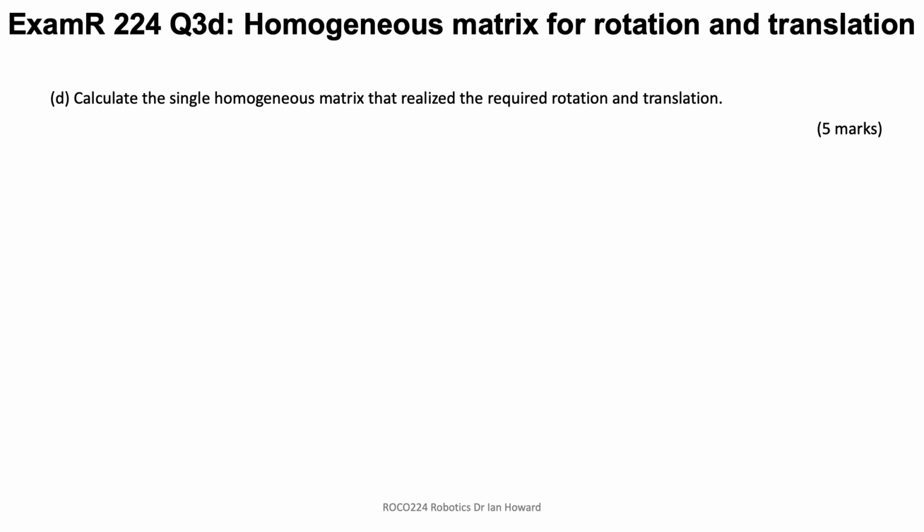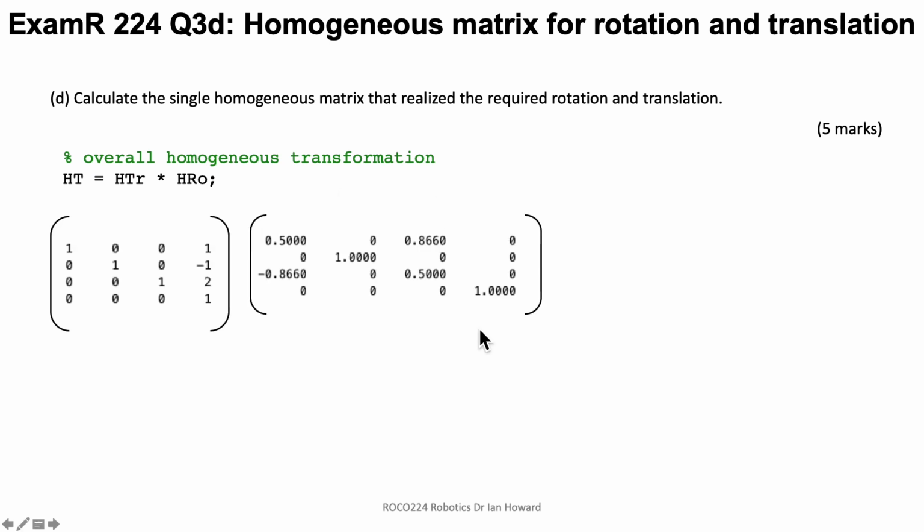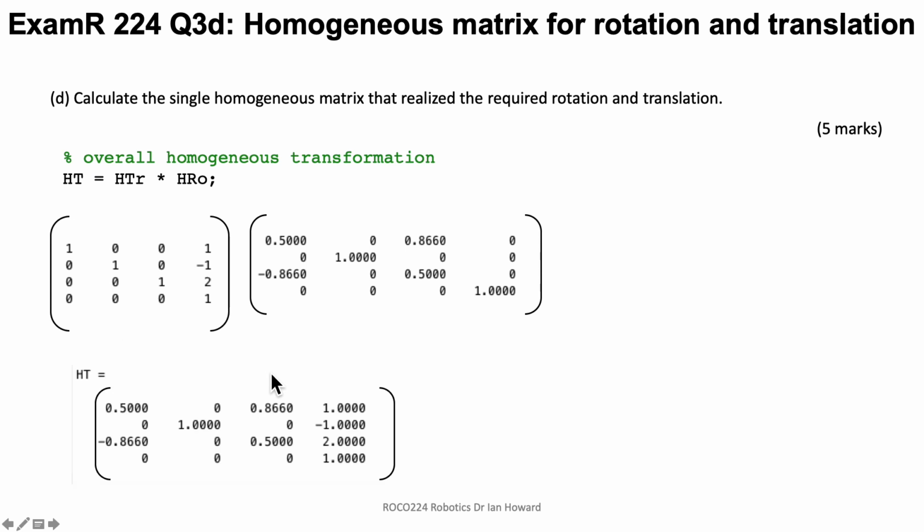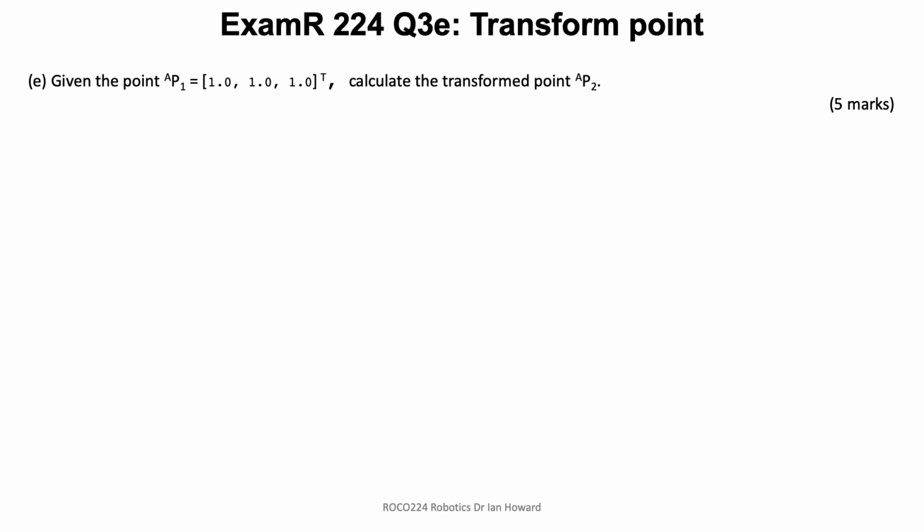Now calculate the single homogeneous transformation matrix that realizes the required rotation and translation. And we do rotation first and then translation, right? So in this case, we're multiplying the rotation matrix on the right with the translation matrix on the left. You could also just say that doing the rotation followed by translation is exactly what the homogeneous transformation does anyway, so you can directly type in the translation part in the rotation matrix, and it will do that without you having to do the multiplication yourselves.